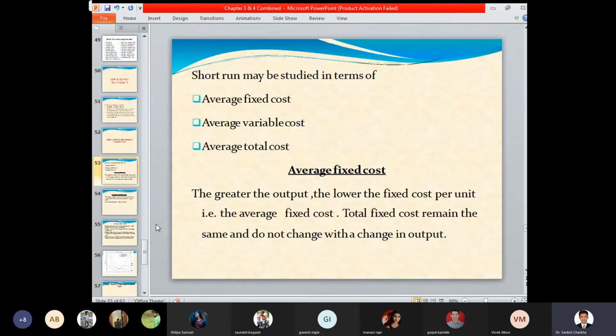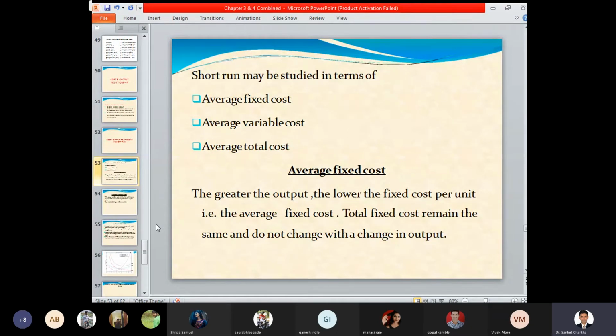So here in this case, we have three different types of cost: the fixed cost, variable cost, and total cost, which need to be identified, and accordingly it differs from person to person, product to product, and commodity to commodity. Now, moving on to the first point, that is average fixed cost.